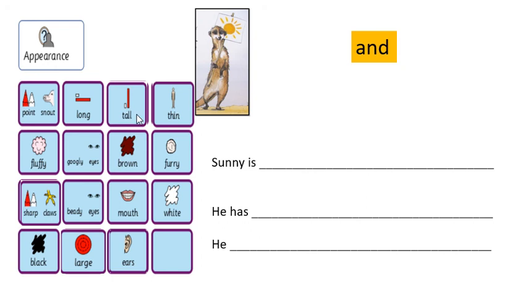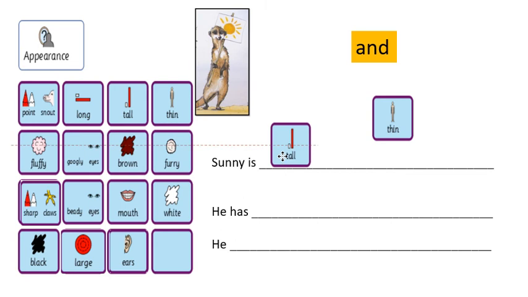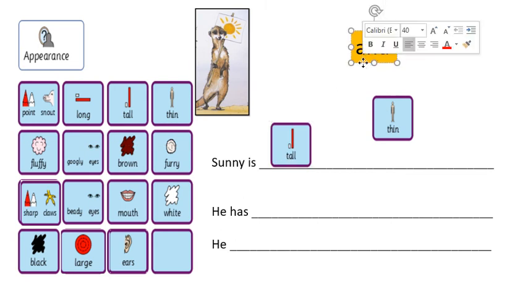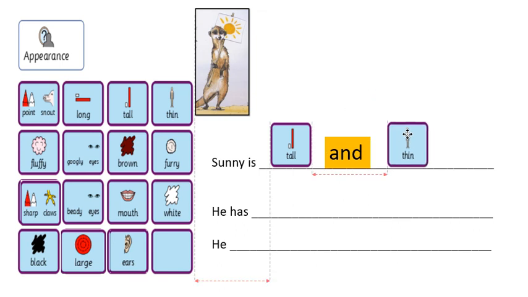Sam is, and I'm going to use the word tall, and I'm going to use the word thin to make a sentence. So Sam is, I'm going to put the word tall here, and I'm going to use the conjunction and in the middle, and then I'm going to put this adjective here.